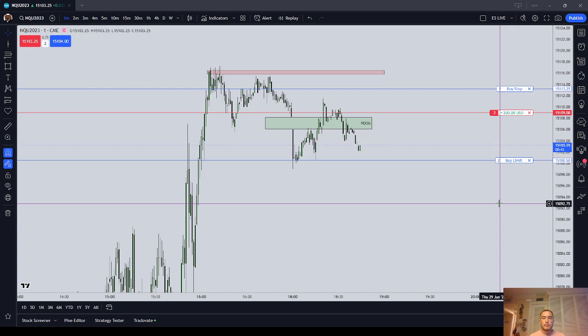Am I going to pull this manually? No, not yet. We're forming another swing here. And I might take a break for 30 minutes, get back on the horse later.